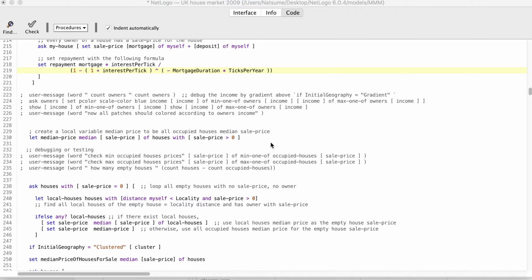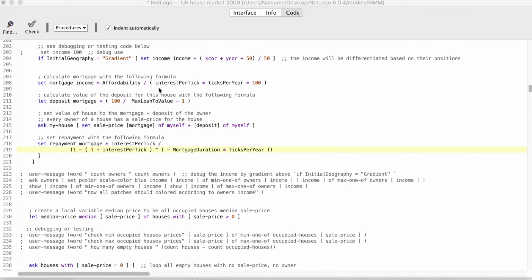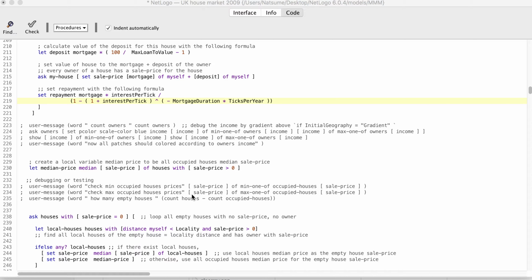So by now we have already defined many occupied houses and also created owners for those occupied houses. And for each occupied house we have set their properties like the sale price, and we set the properties of owners as well, like mortgage, deposits, repayments, and so on. But what about empty houses? There is still about 5% vacancy. So 5% of all the houses are empty.